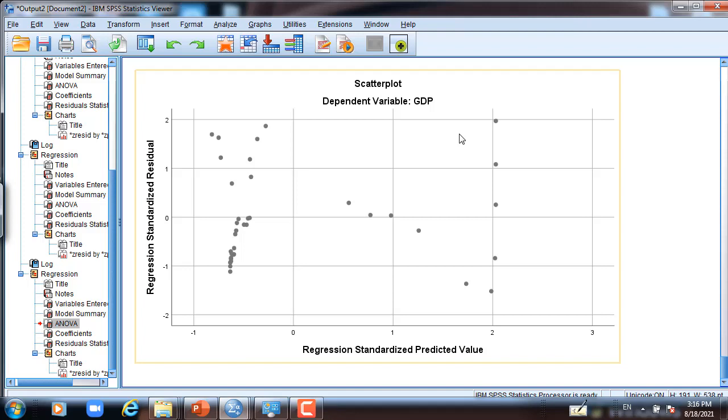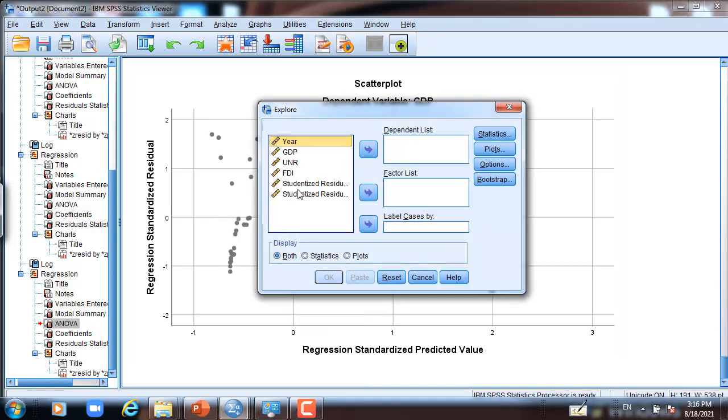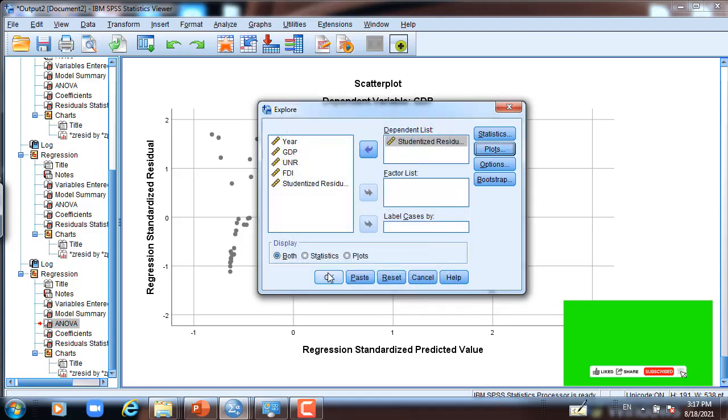Last time we saved the standardized or studentized residual, either one of them. Then I have to go to Analyze, Descriptive Statistics, Explore, and then I put the standardized residual. Sorry, this is before the transformation. This is the one without transformation. Put it in the dependent variable, then select Plots and check Histogram and Normality plots with tests, then press OK, Continue, and press OK.